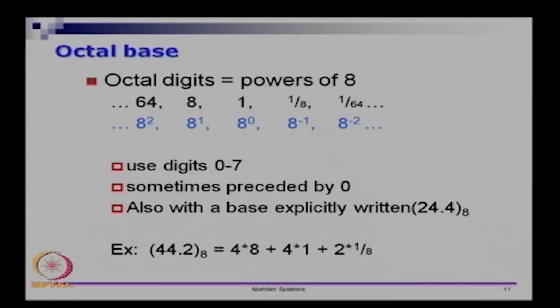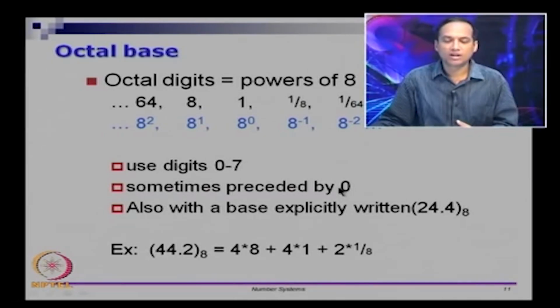Just like number 10, right, you need 2 digits in base 10 system or decimal system. You do not write them with one symbol, you actually use 2 symbols 1 and 0. For 8 you will require 2 symbols, actually 1 and 0 for octal system. So, we use digits 0 to 7, and sometimes we proceed with 0 to indicate that it is an octal number as opposed to a decimal number or a hexadecimal number. So, more often than not I will try and use this explicit specification 24.4 base 8.